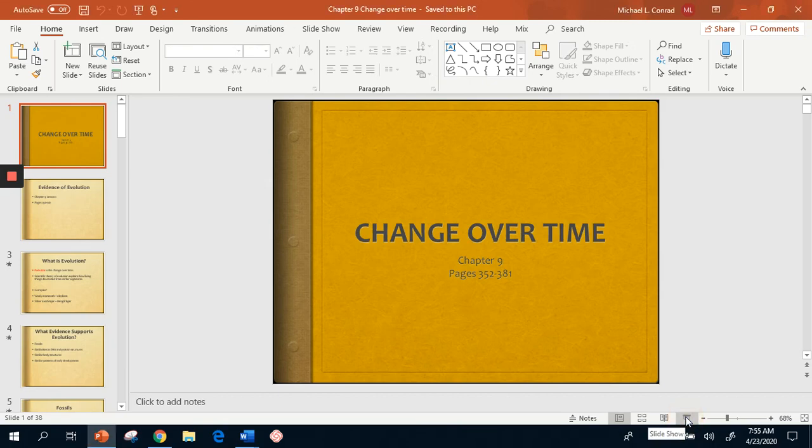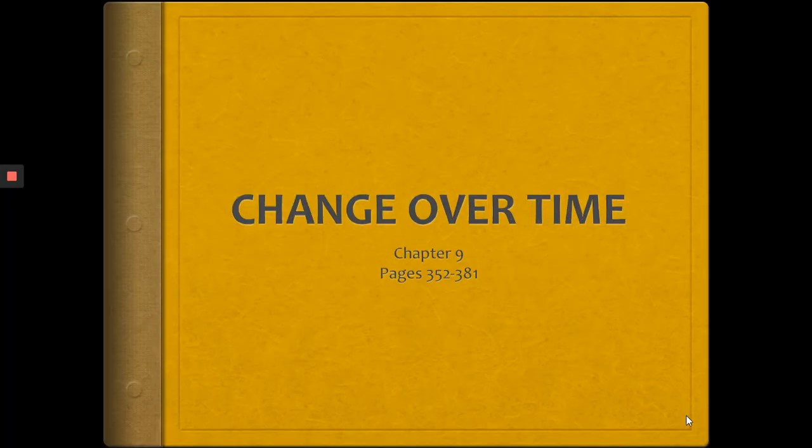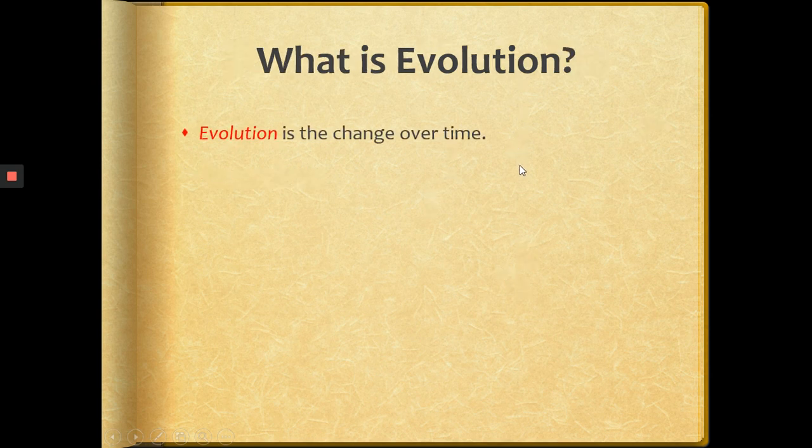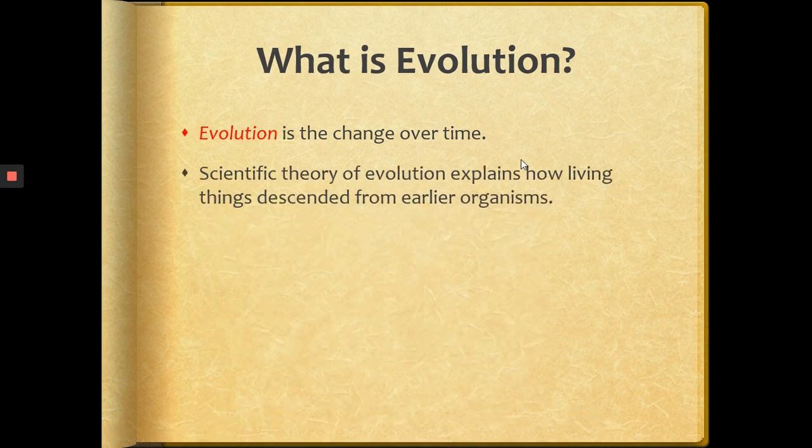All right, good morning. We're going to get started on Chapter 9, Lesson 1, which is Evidence of Evolution. So again, we're looking at evidence or support for the theory of evolution, and we know that evolution is change over time. And very important to note that individual organisms do not evolve.